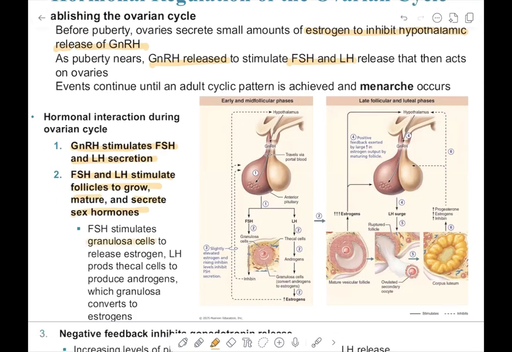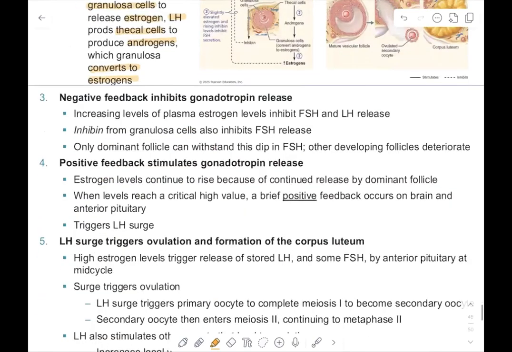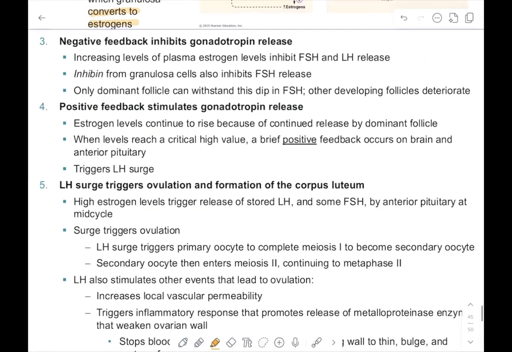So the granulosa cells release estrogen. LH prods thecal cells to produce androgens, which are almost all converted into estrogens. And we'll come back to this diagram in just a minute here. The next event is there's negative feedback that inhibits gonadotropin release. So only the dominant follicle can withstand the dip in FSH. So the other developing follicles are going to deteriorate here.